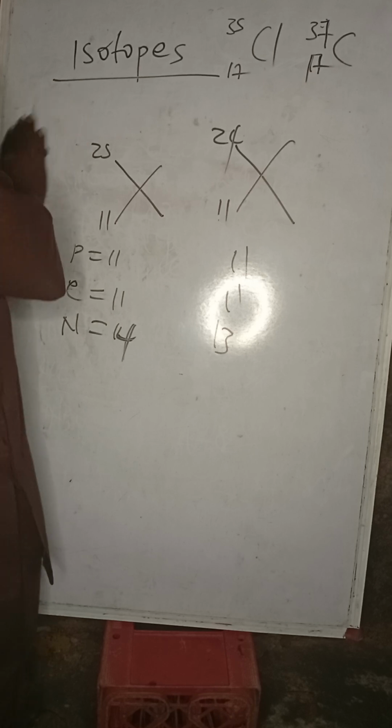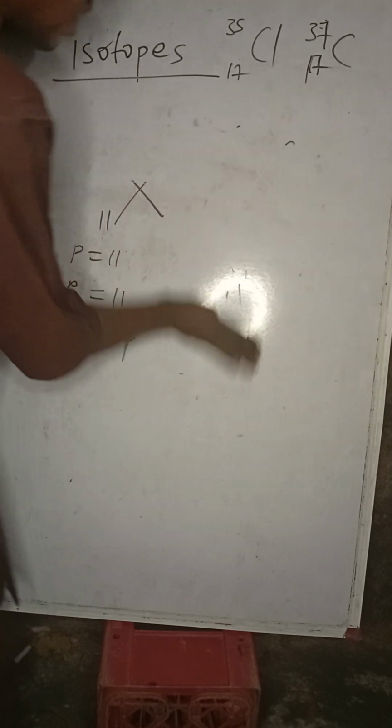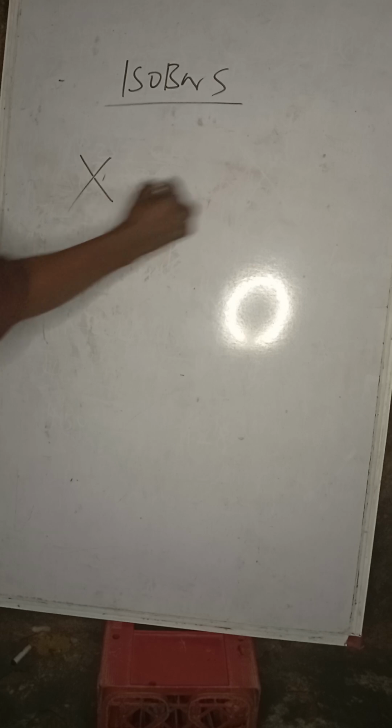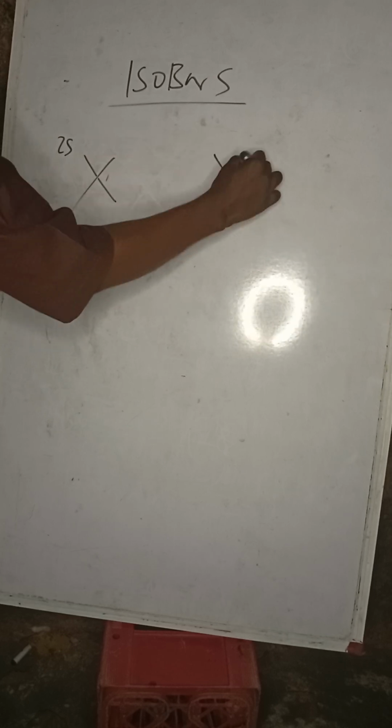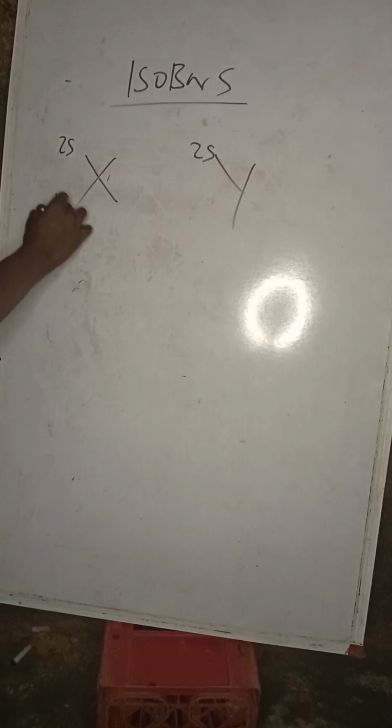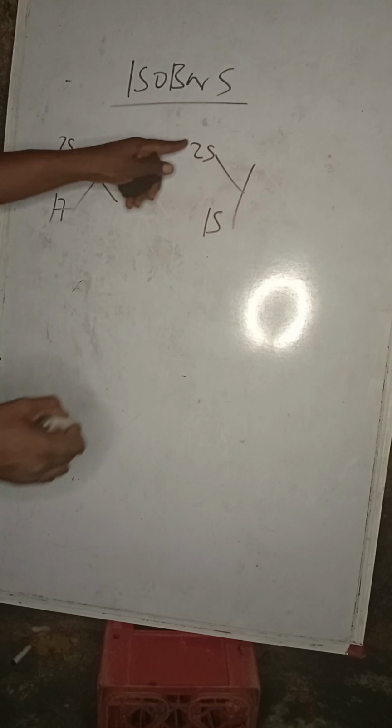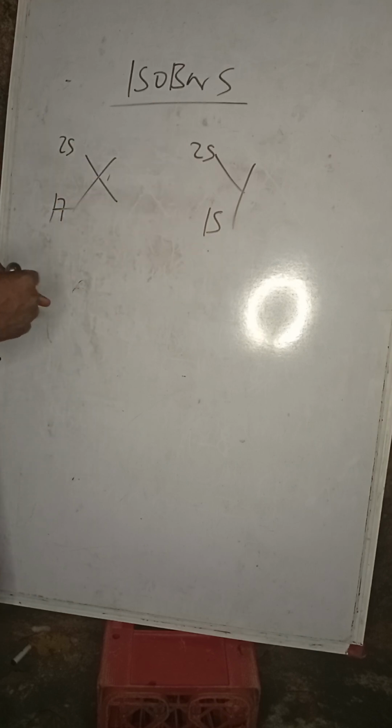Now, those are isotopes. Quickly, let me talk about isobars. Isobars are more like the opposite, but not really opposite. Isobars are not atoms of the same element; usually they are atoms of different elements with the same mass number. The mass number can be 25 here and 25 there, but the atomic number here will be 17, here will be 15. So they have the same mass number but different atomic number. These are isobars: same mass number, same nucleon number, but different atomic number.